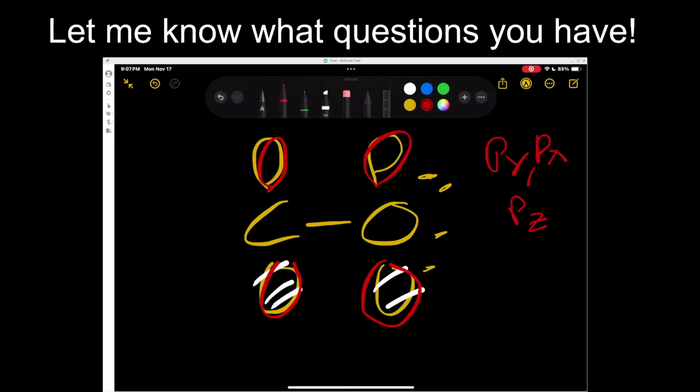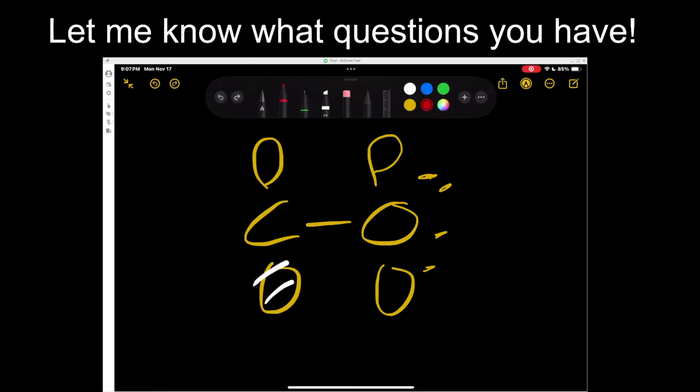Yep, definitely py. So these are py orbitals, because there's my y-axis. So one piece of information that we have to start with, and we'll highlight it, is that based on what's being given, these are both py orbitals.